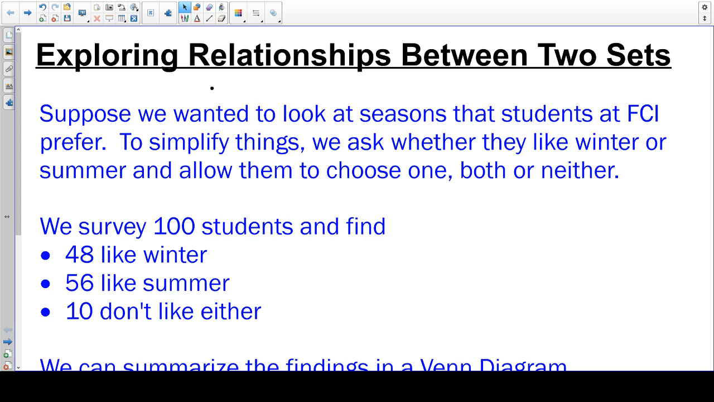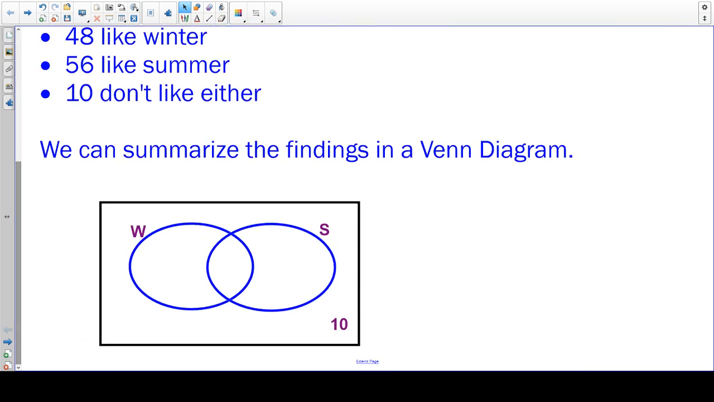Okay? So we survey 100 students and find out 48 like winter, 56 like summer, and 10 of them don't like either. We can summarize the findings of this in a Venn diagram. So here's what we know for sure. We know that 10 of them don't like either. So there's 10 people floating around the outside. Ooh, actually, I guess I don't have to put that. I wasn't looking very carefully. There is already a 10 there.